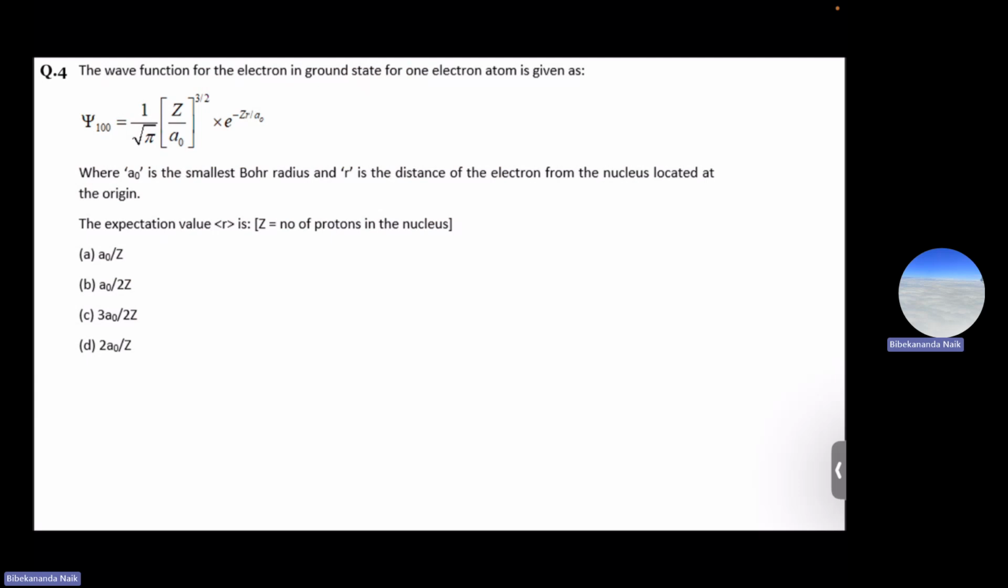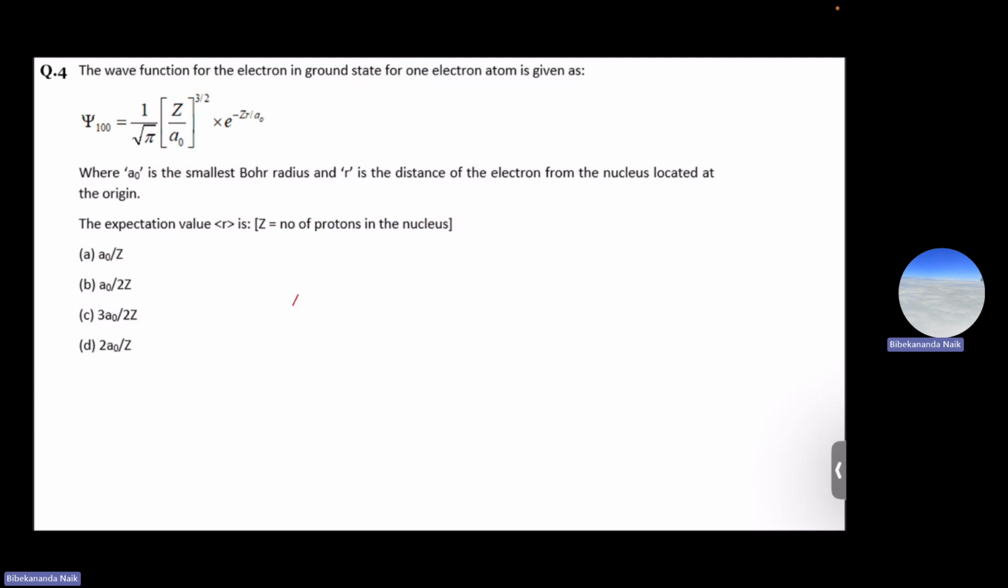Question number 4 says the wave function of the electron in ground state for a one-electron atom is given as psi 100 equals 1 by root pi, (z by a0) to the power 3 by 2, into e to the power minus zr by a0, where a0 is the smallest Bohr radius and r is the distance of the electron from the nucleus located at the origin. Now, what will be the expectation value of r, where z is the number of protons in the nucleus? So z is a constant, which is basically the atomic number.